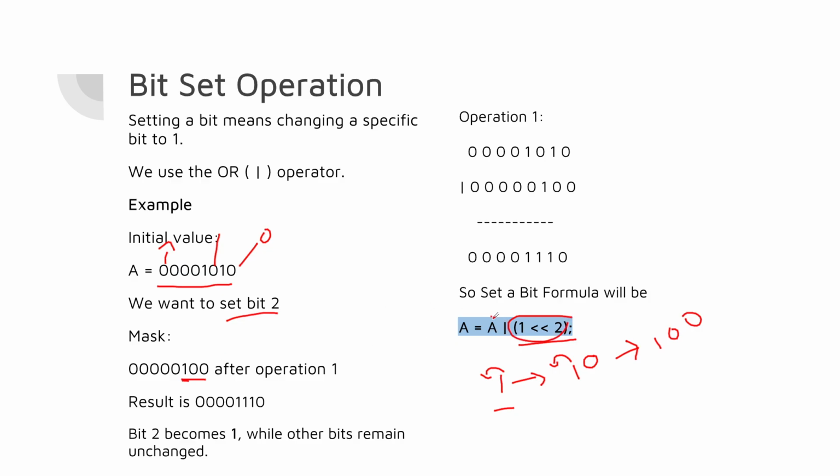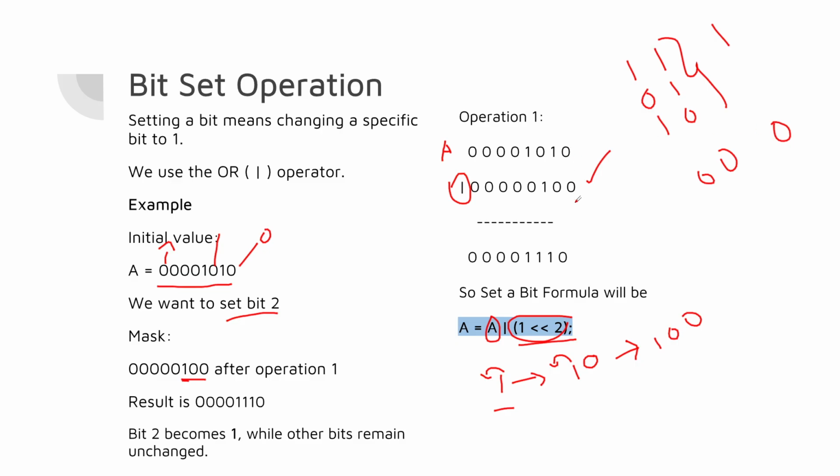Then we take a value a, and between a and the mask value we do the OR operation. This is my a value and this is my mask value, and I am performing the OR operation between the a value and my mask value. OR operation means if both inputs are 1, or any one input is 1, then the output will be 1. Only if both inputs are 0, the output will be 0. This is the general truth table of the OR gate.